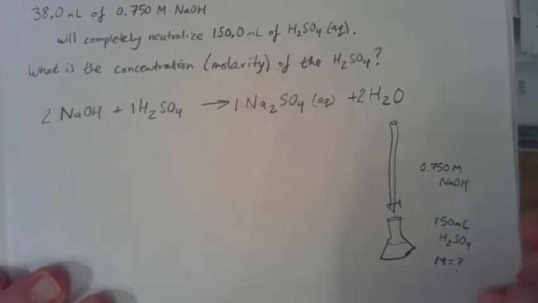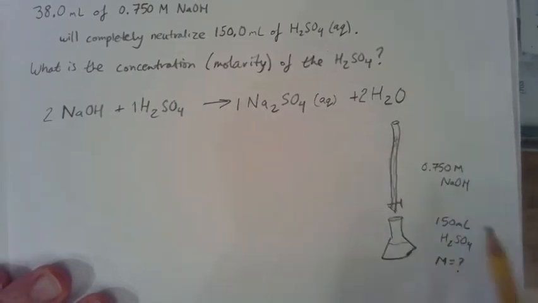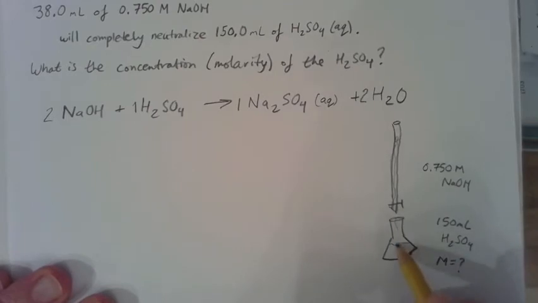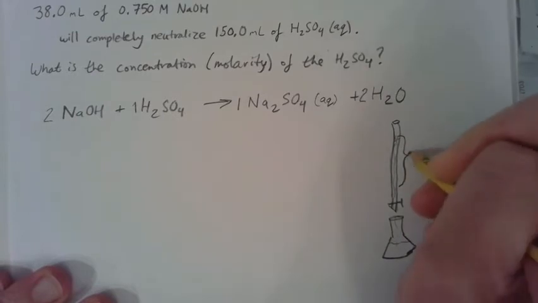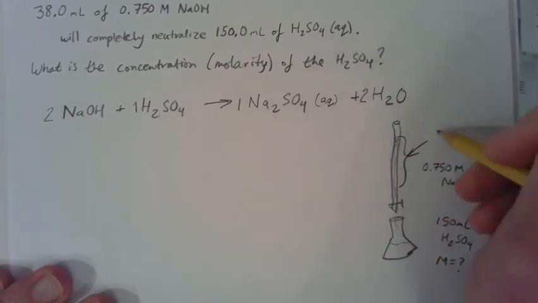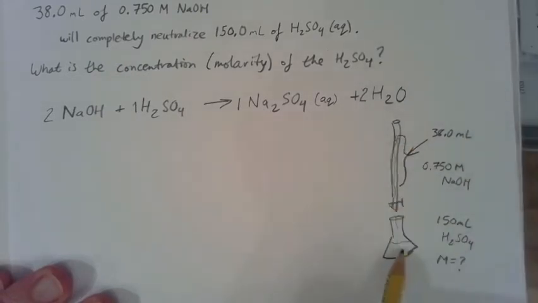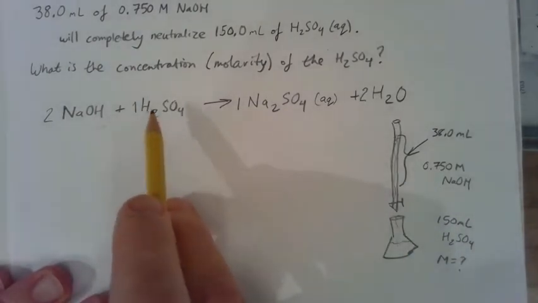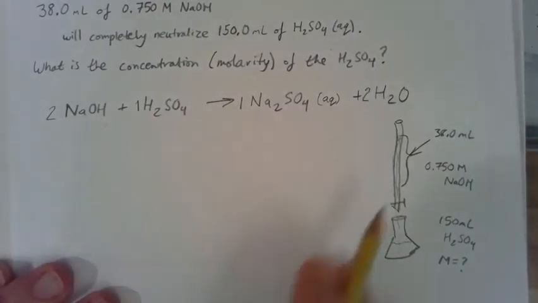We filled up the burette with our base, and we started the titration. We turned the valve, and as we titrated in, the problem is telling us that it took 38.0 milliliters of this base to neutralize this, to change color with the indicator. At that point, our hydroxide ions and our H+ ions are equal. They've canceled each other out. So that's what's going on.